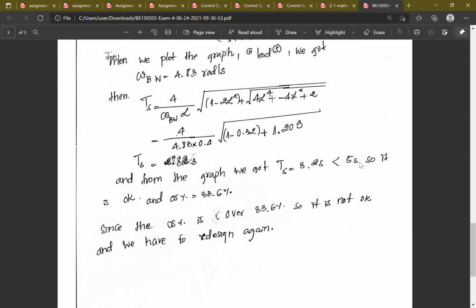If we look at the overshoot, we will get overshoot is 33.6, which is greater than 25. So it's not good. Maybe we need to change to another method to redesign the controller. We may change it to the lag-lead compensator design to match our design, which is OS equal to 25%, to match between Ts and overshoot with the values we want.